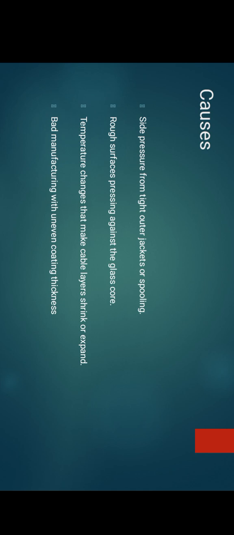When microbending losses occur, the causes are: first, side pressure from tight outer jackets or spooling; second, rough surfaces pressing against the glass core; third, temperature changes that make cable layers shrink or expand; fourth, bad manufacturing with uneven coating thickness.